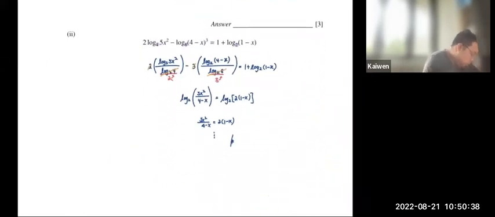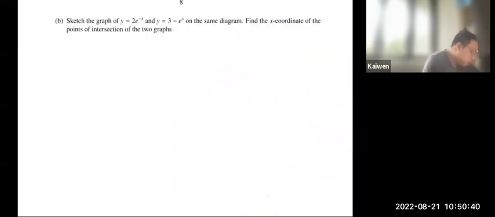The last one that I want to touch for this question will be part B. Sketch the graph of y equals 2e to the power of negative x and y equals 3 minus e to the power of x on the same diagram. Find the x coordinates of the points of intersection of the 2 graphs.